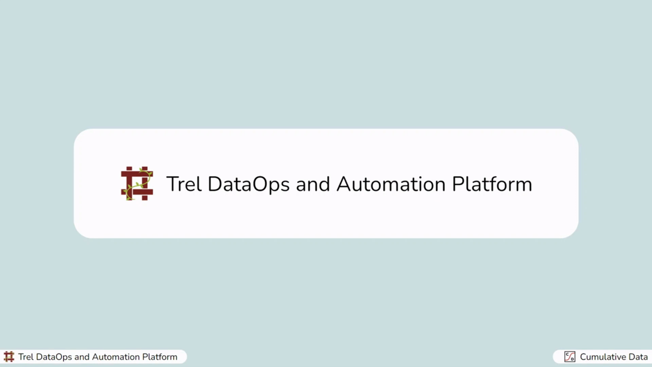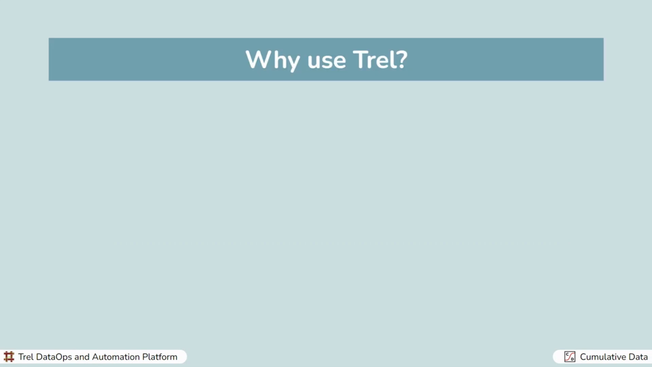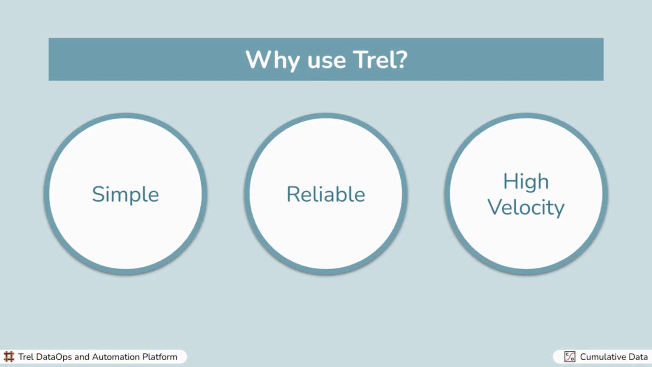Trel is a data ops and automation platform suitable for small data pipelines as well as large data warehouses. So, why should you use it? Well, three reasons. It is simple, reliable, and high velocity.